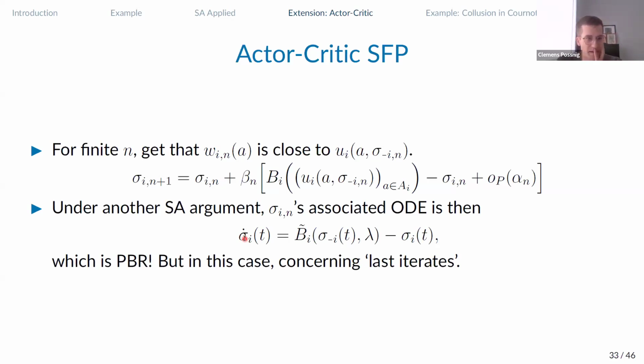Any questions so far? I don't know if I was going a bit too fast here, so please, if something was kind of unclear, always let me know. All right. So yeah, so this is 2 timescales for an actor-critic learner.